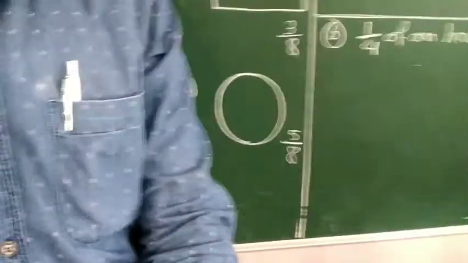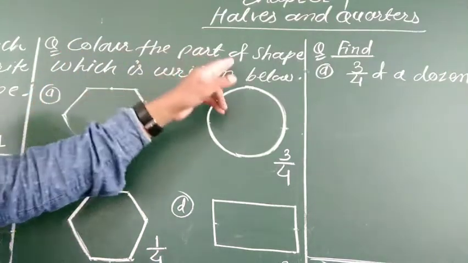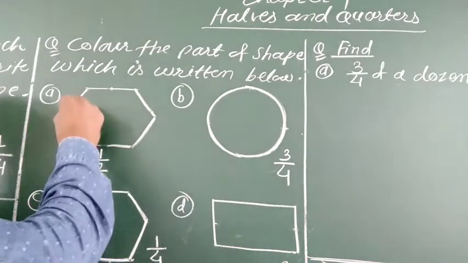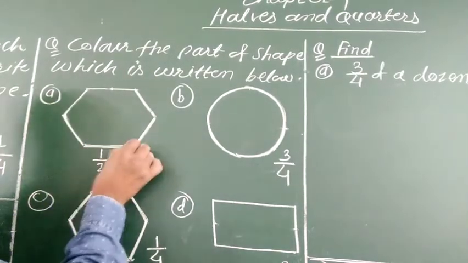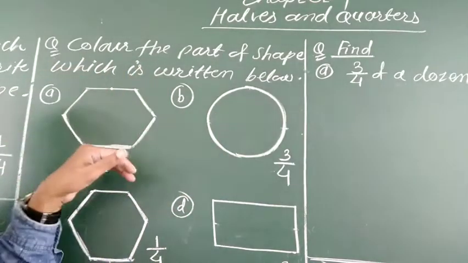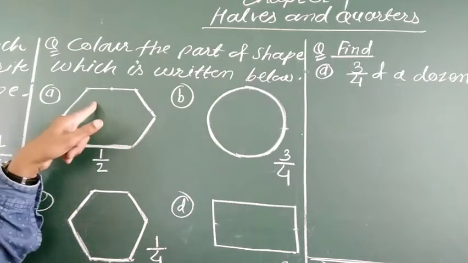Now come to question 2. See, it is a little different. Color the part of the shape which is written below. In this question, a shape is given here, and below each shape, one fraction is there. According to that fraction, we have to read it and then color the part according to this given fraction.